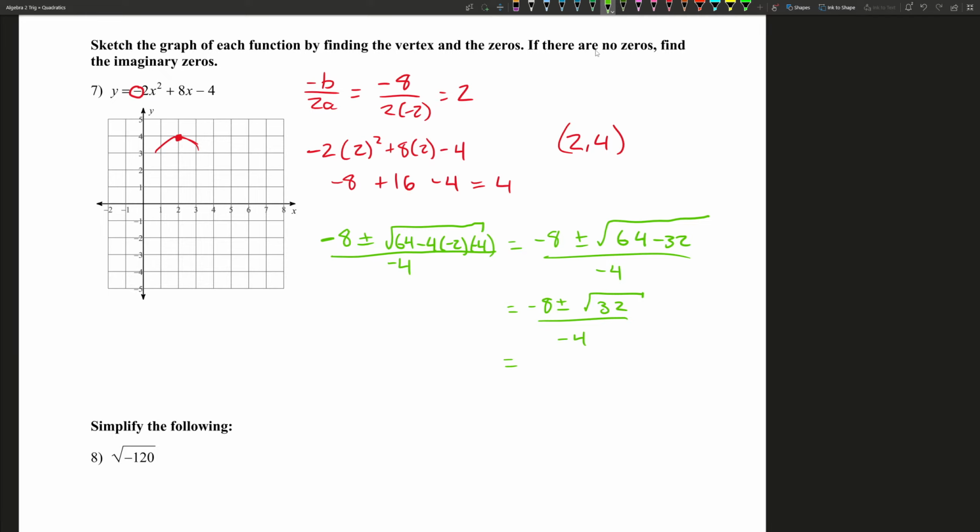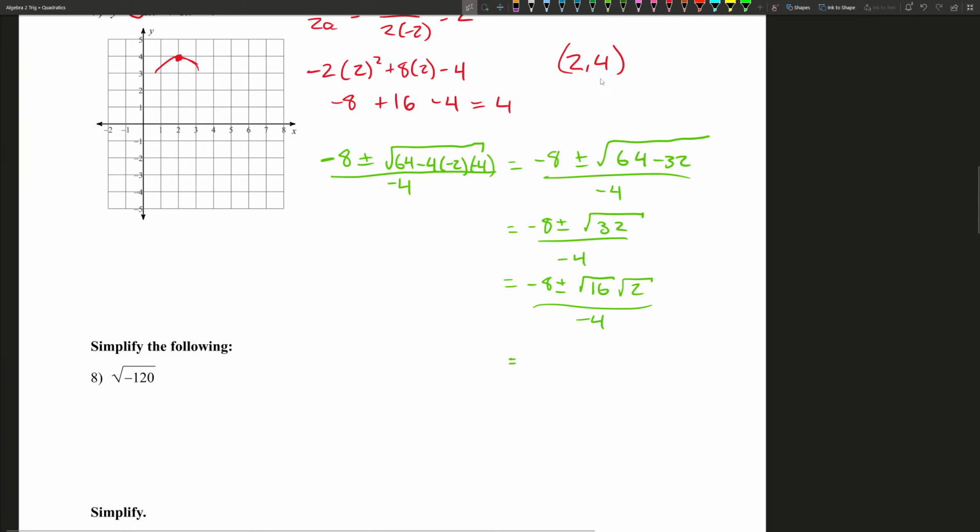And then we simplify that, 32. So that's negative 8 plus or minus the square root of 16 square root of 2 over negative 4. So negative 8 plus or minus 4 rad 2 over negative 4. And to simplify this, just to make sure we get an actual point, this is negative 2 plus or minus rad 2 over negative 2 over 1.